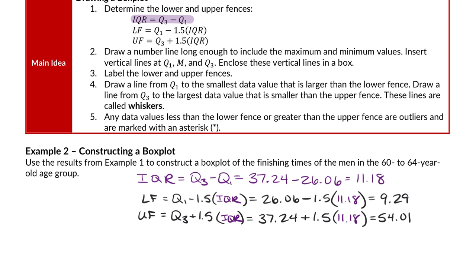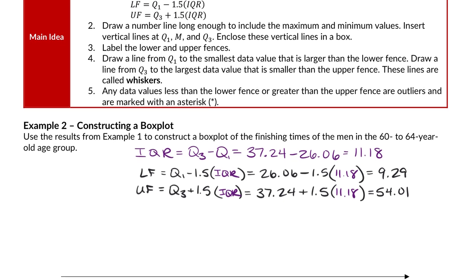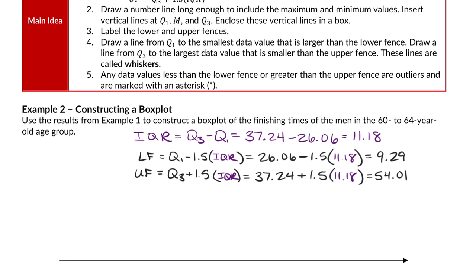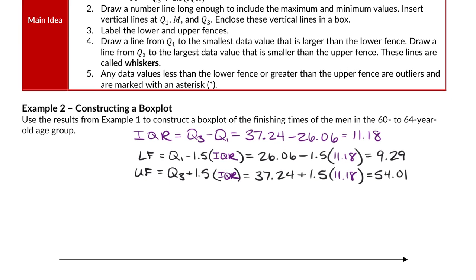Once we have these 3 numbers, your IQR, your lower fence, and your upper fence, we're going to go to step 2, which says to draw a number line long enough to include the minimum and maximum values and insert vertical lines at Q1, the median, and Q3. So coloring wise, I've been using green for our quartiles and blue for our median. So here's my number line. I gave you a line but no numbers.